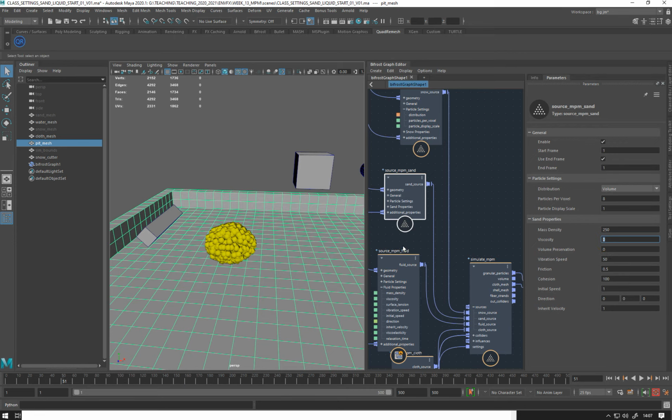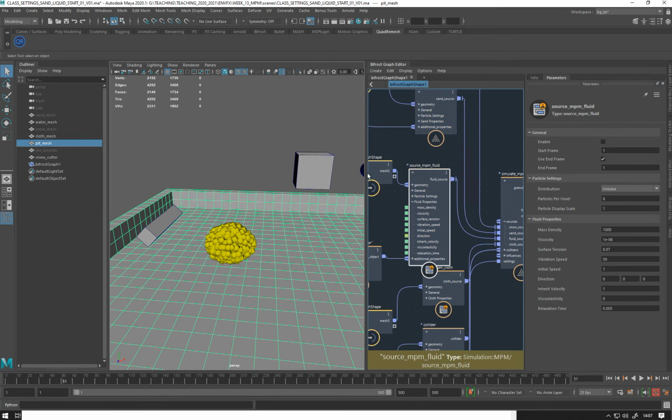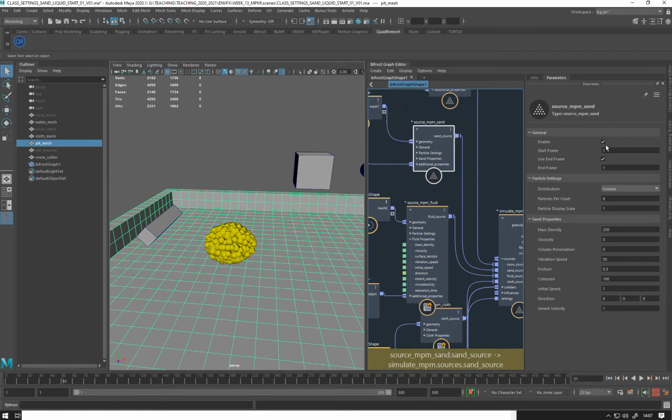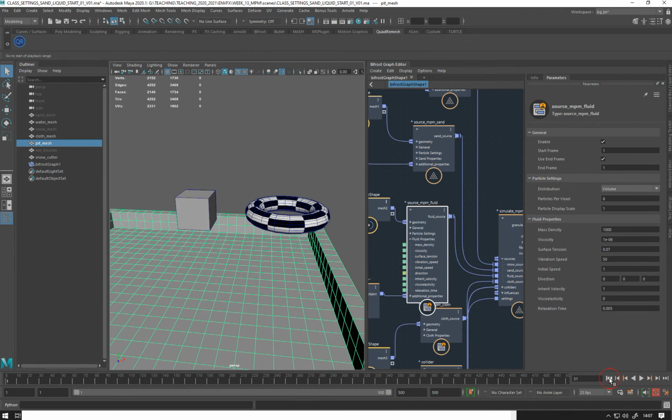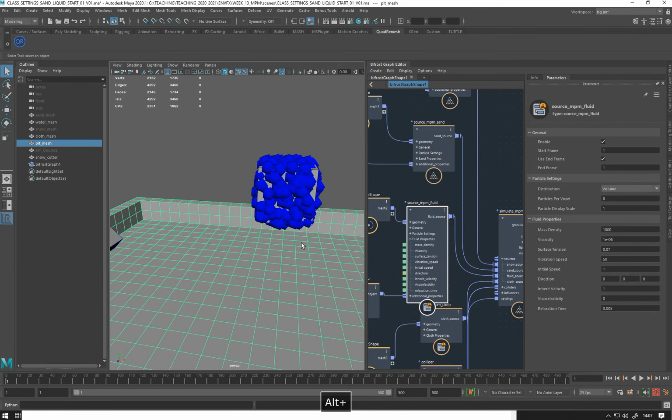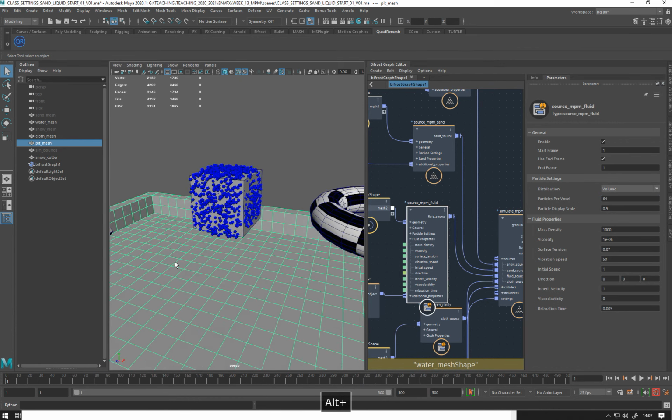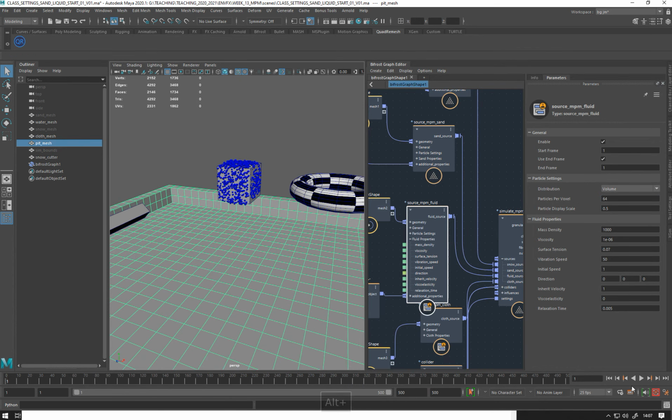Let's have a look at the fluid. So I'm just going to turn off sand for the time being, turn on fluid. Maybe over here. I have to rewind probably. There we go. And I'll just make these a little bit smaller. Let's do 64 of them. So, different things we've got here.